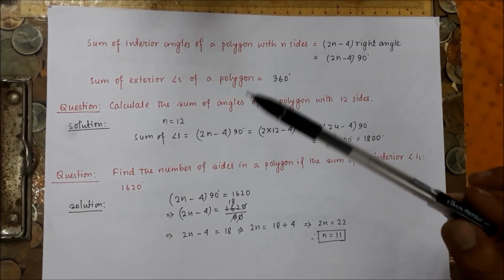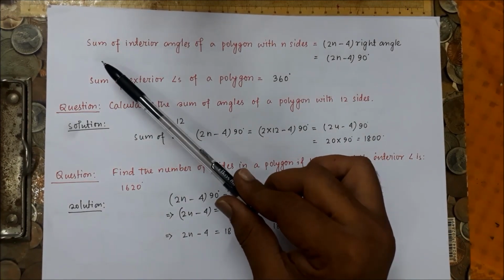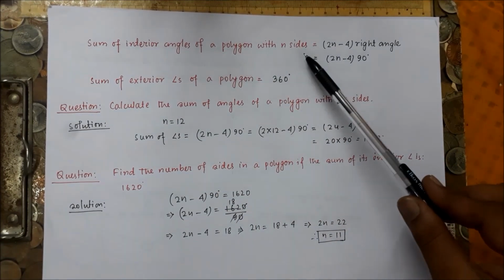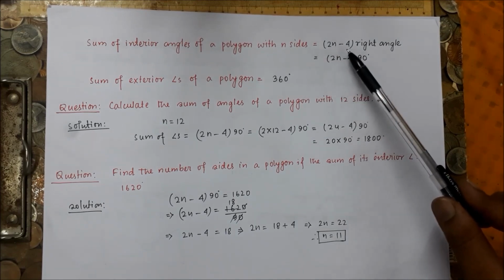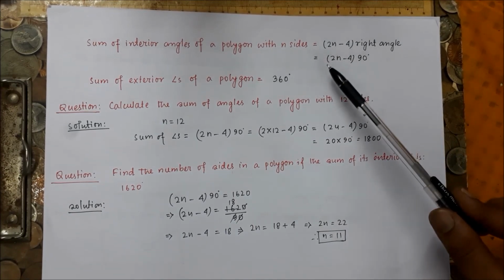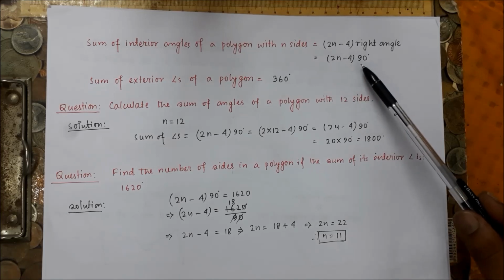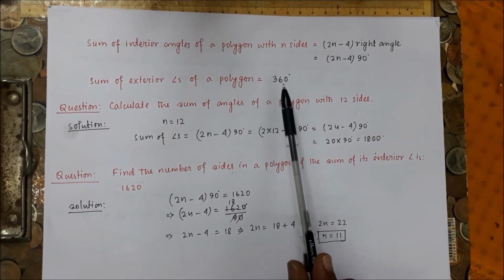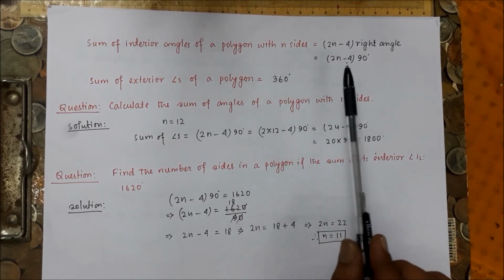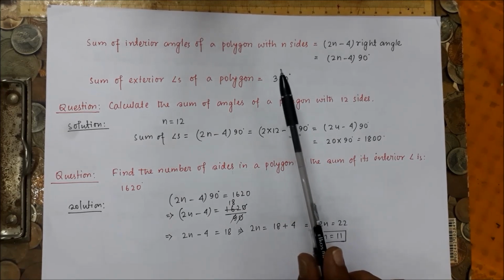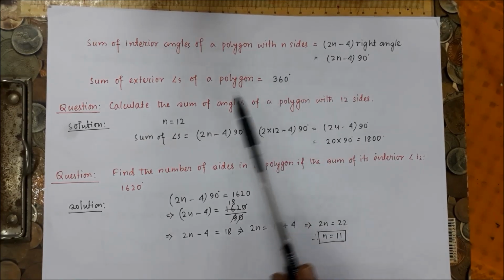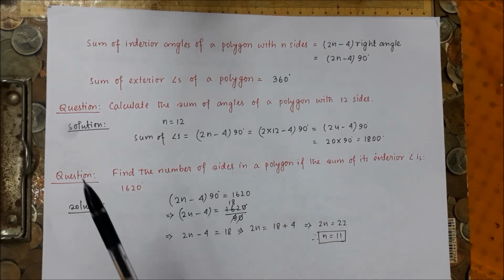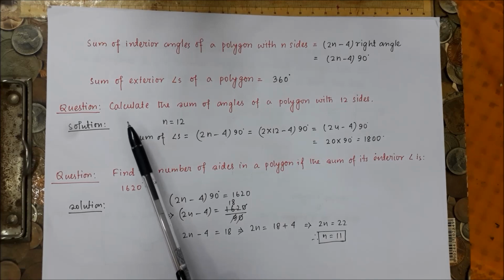Now, let us discuss the two formulas. Sum of interior angles of a polygon with n sides is equal to (2n minus 4) into right angle, that is (2n minus 4) into 90 degrees, and sum of exterior angles of a polygon equals 360 degrees. So we are going to use these two formulas. One is sum of interior angles of a polygon and another is sum of exterior angles of a polygon. Let us discuss a few problems.